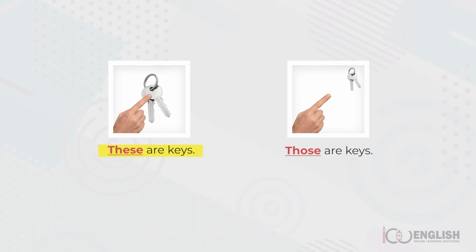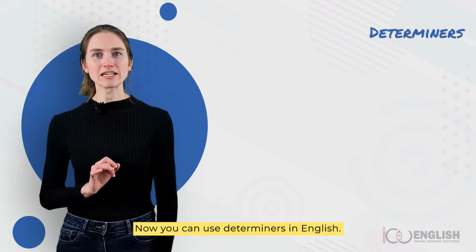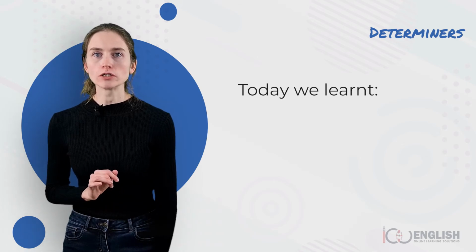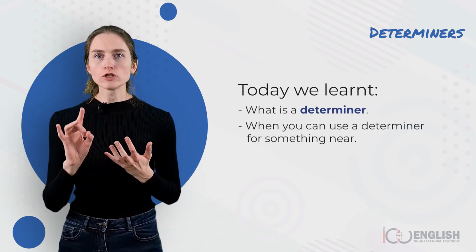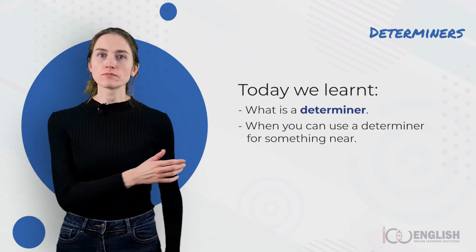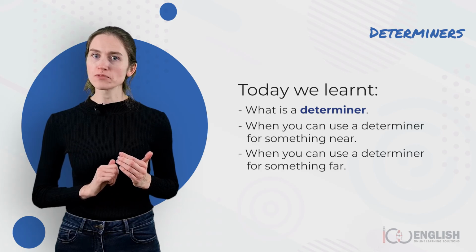These are keys. Those are keys. Now you can use determiners in English. Today we learnt what is a determiner, when you can use a determiner for something near, and when you can use a determiner for something far.